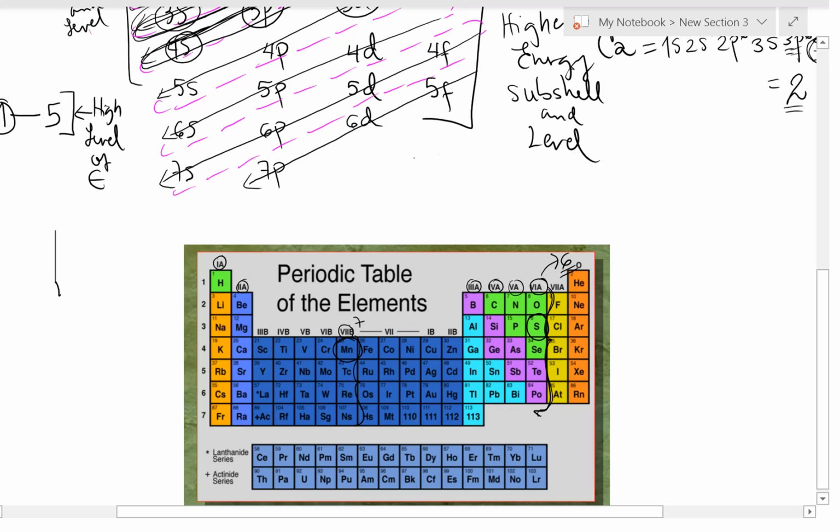So please, guys, go ahead and practice a little bit more doing electronic configuration. If you have any more questions, please ask.